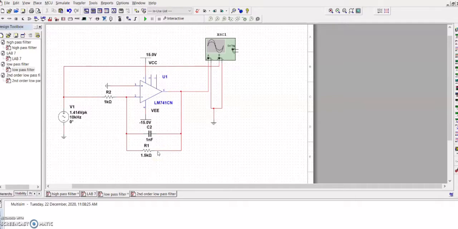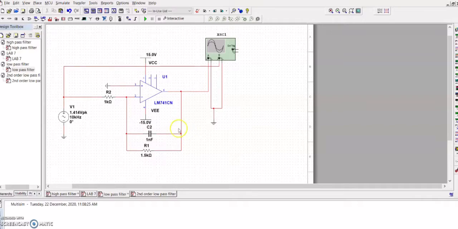In this Lab 7, active filter, we are required to design 3 types of active filter, which are first order low pass active filter, and the second one, first order high pass filter, and third is the second order low pass active filter.